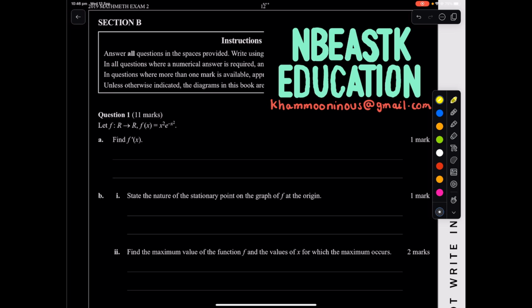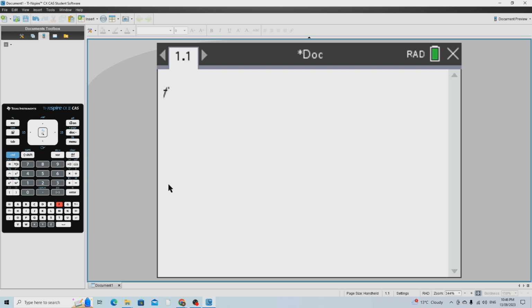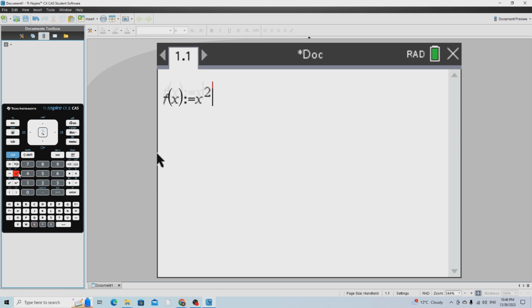Alright, question 1. f of x is given by this and we know the domain is all real. Find f dash of x. So I'm going to first define this function. f of x is defined as x squared times e to the negative x squared. Perfect. And we want to find f dash of x.